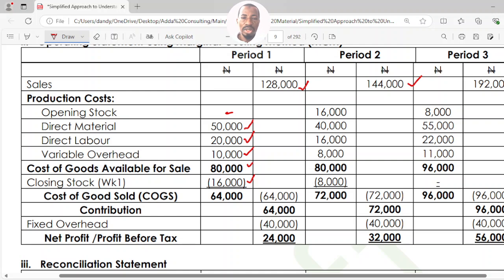But in this question, we are not given any additional expenses. Therefore, that is variable. Therefore, you will ignore. So 120,000 minus 64,000 will give us 64,000.